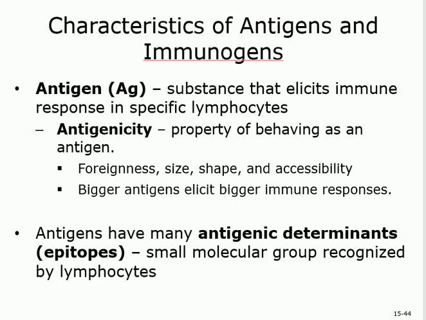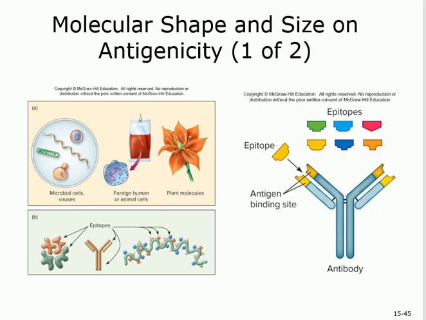The antigens have their antigenic determinants. We call them the epitopes. And these are small molecules that the lymphocytes will recognize. Okay? Antigenic determinant, which is the epitopes.